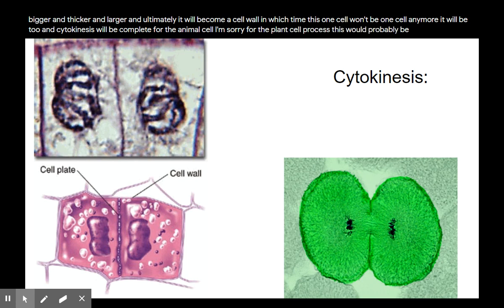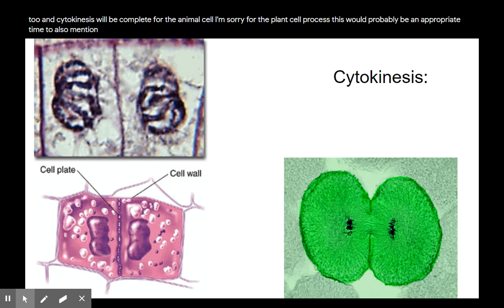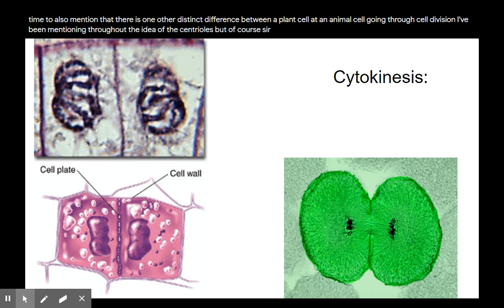This would probably be an appropriate time to also mention that there is one other distinct difference between a plant cell and an animal cell going through cell division. I've been mentioning throughout the idea of the centrioles, but of course centrioles are only present in animal cells, not in plant cells.